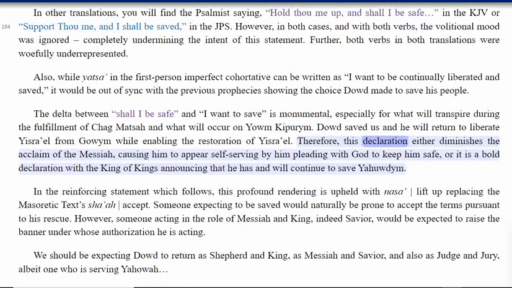Therefore, this declaration either diminishes the acclaim of the Messiah, causing him to appear self-serving by him pleading with God to keep him safe, or it is a bold declaration with the King of Kings announcing that he has and will continue to save Yahweh.